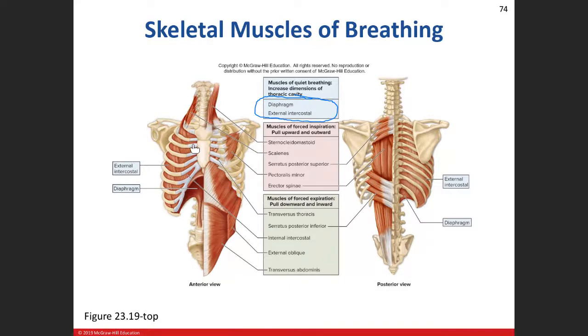That was it. Woo! I know it's not terribly exciting and sexy, but it's also informative. So that's it for the respiratory system.